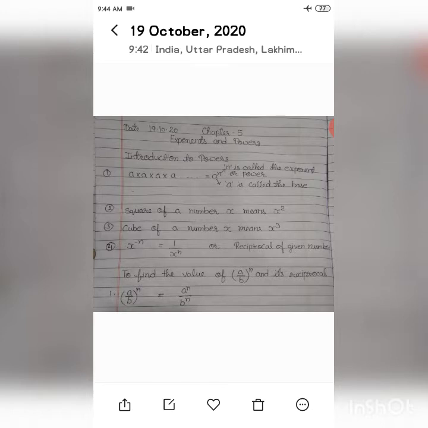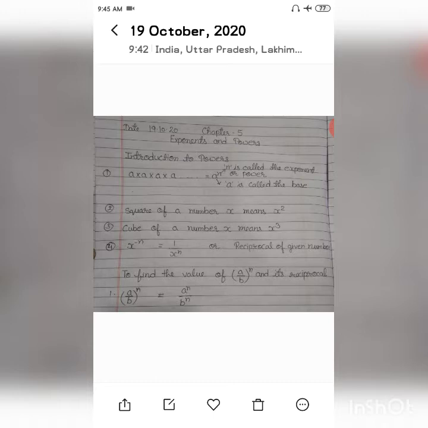Today we are going to start chapter number 5, Exponent and Power. First point is Introduction to Powers. Suppose we are writing A into A into A and so on. So we can write this number as A power n. Here n is called the exponent or power and A is the base.